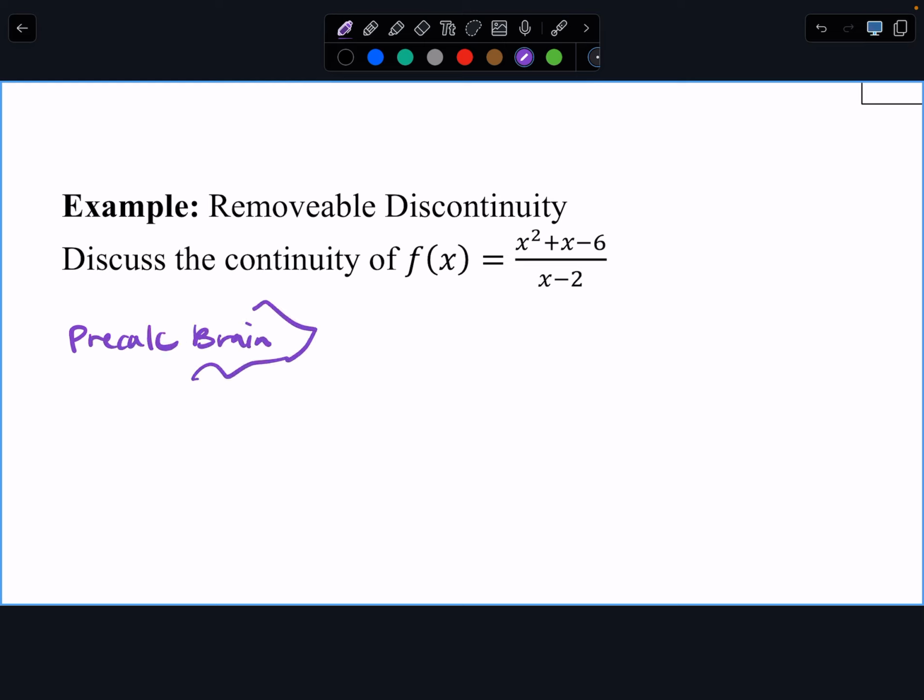Officially writing it down. So officially putting on the pre-calc brain. If we're just looking at that equation, don't even think about doing any algebra yet. Just looking at that equation, what could you tell me about the function? Micah? There's like an asymptote at x equals 2.